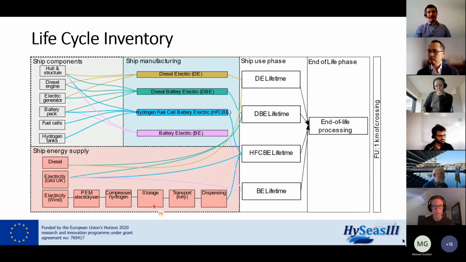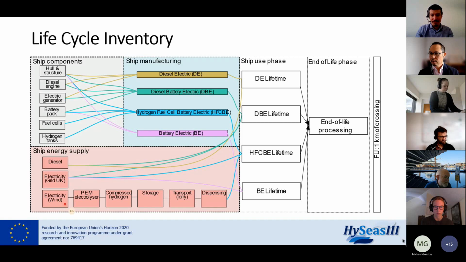How did we model this? To the left, we have different ship components. We have the whole hull structure. For particular alternatives, we have a diesel engine and an electric generator. We also have battery packs, fuel cells, and hydrogen tanks in the case of the hydrogen alternative. And these are the 4 alternatives I already mentioned. During the operational phase, we also have an energy supply. So we have diesel, for instance, here. Electricity, we assume from the UK grid, low voltage.